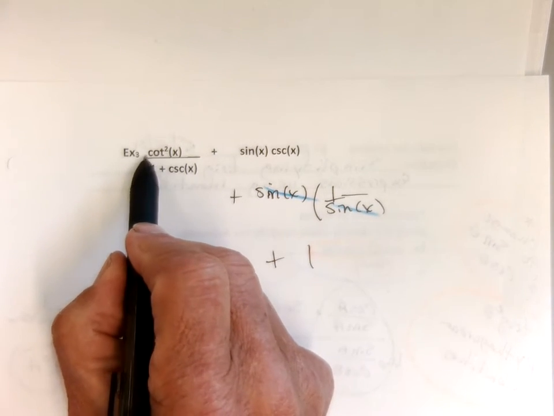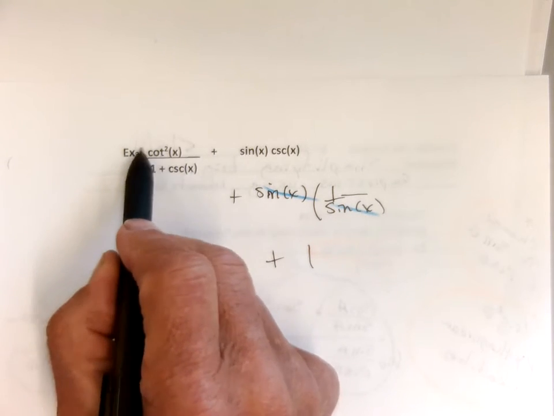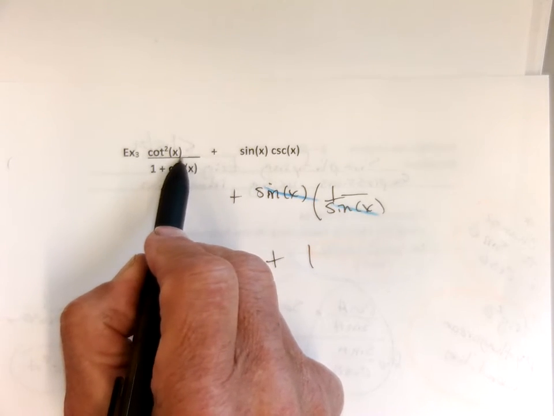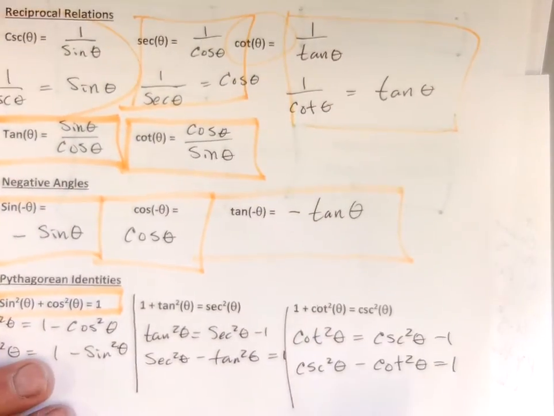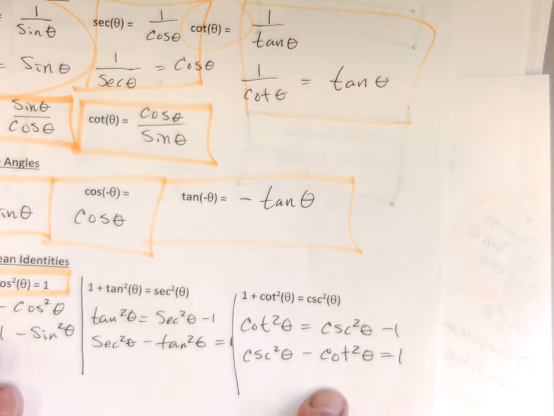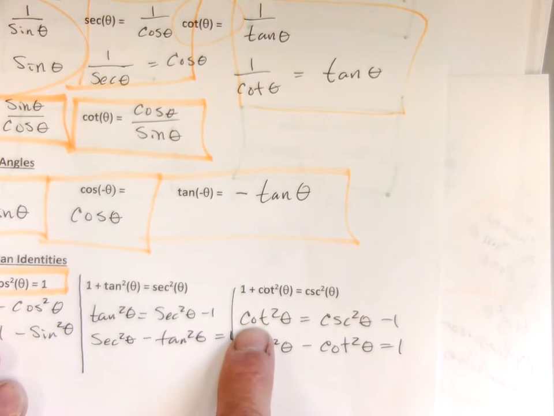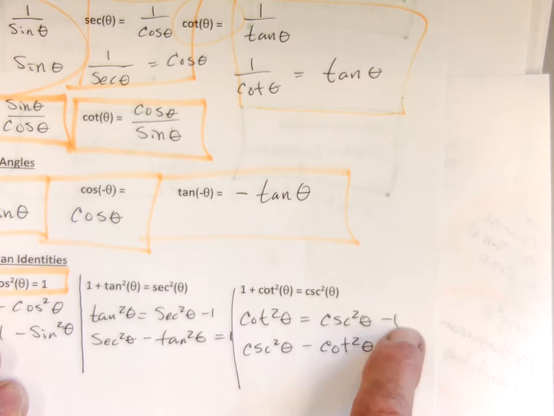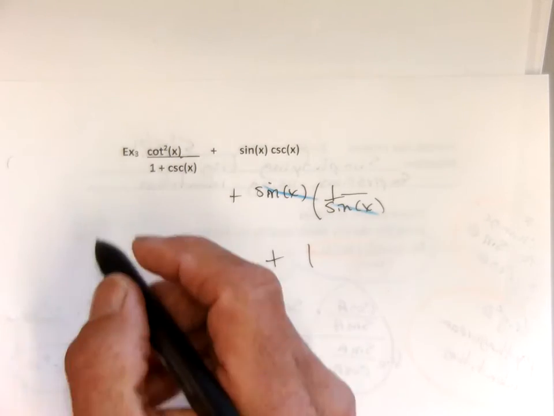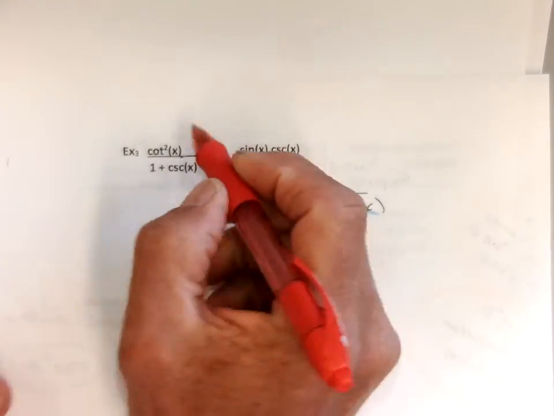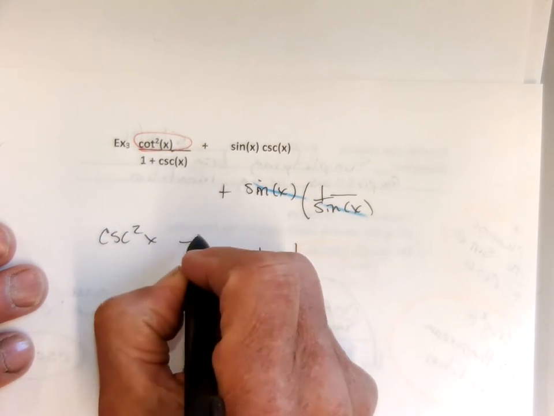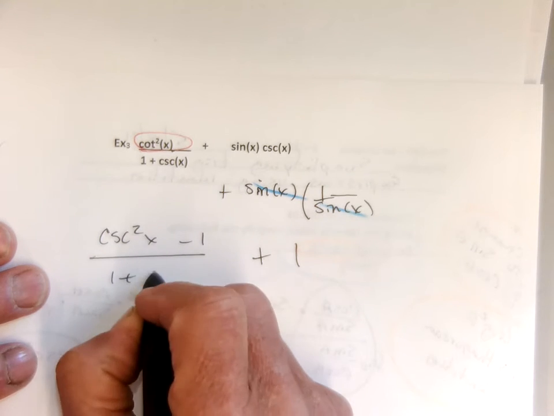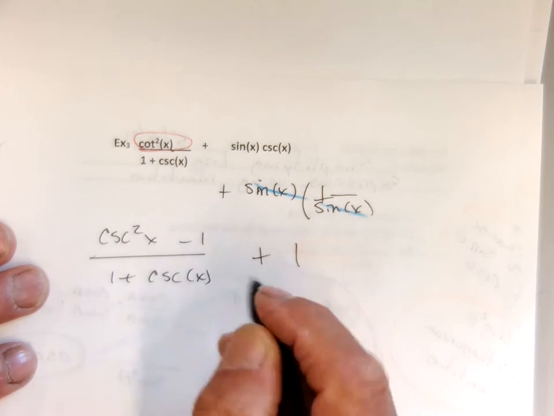Now, when I see a square term, I'm thinking I might want to look at my Pythagorean identities. So cotangent squared is equal to, there it is, cosecant squared minus 1, okay? Well, let's see how that's going to help. So I'm going to change the cotangent squared into a cosecant squared x minus 1 over a 1 plus cosecant of x, okay?